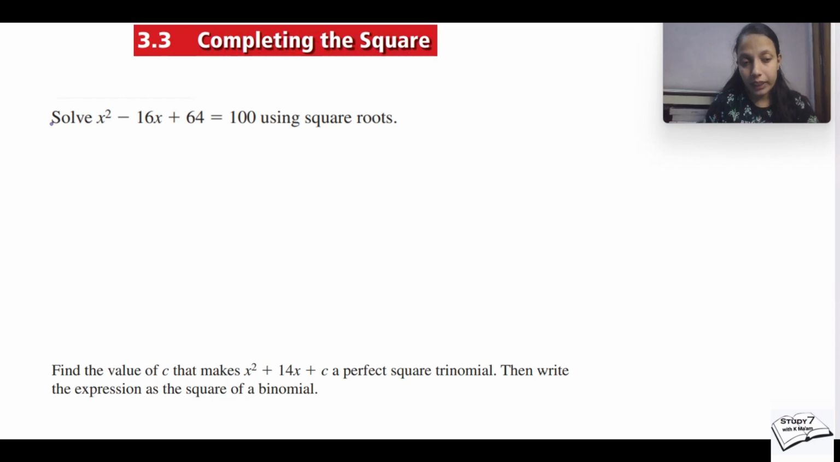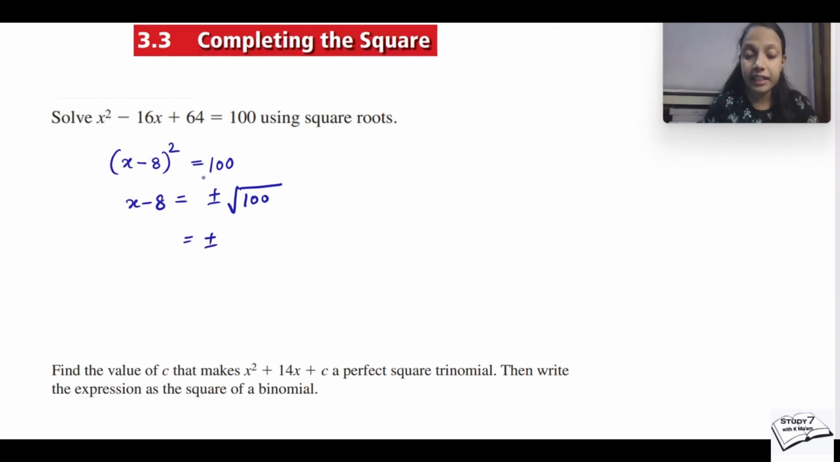What I will do on the left side, if I see, it is of the form x minus 8 whole square is equal to 100. As I'm looking for the value of x, I will remove the square. How will I remove it? Take the square root on both sides. Whenever we take a square root, one answer is positive and one answer is negative.